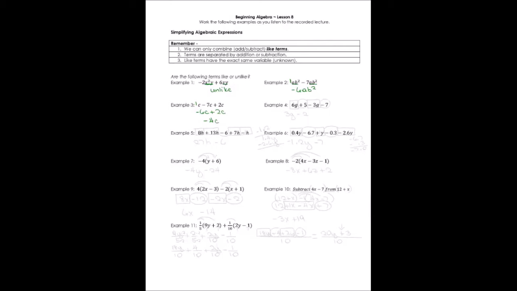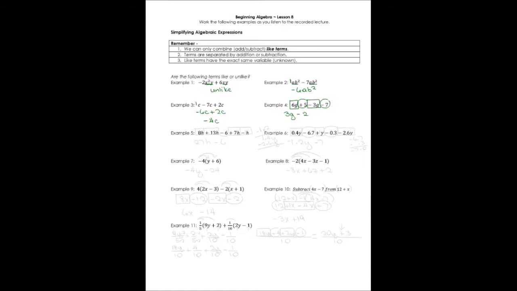Example 4, I have different terms, but some of them are alike. The first one, 6g, is the same as this negative 3g. Now remember, when you're doing this, put the box or the circle around the sign that's in front of the term because it stays with the term. 6 minus 3, of course, would be 3. So I have 3g. What do I have left? Well, I have a positive 5 and a negative 7. So I can say 5 minus 7 gives me negative 2. My answer is 3g minus 2.